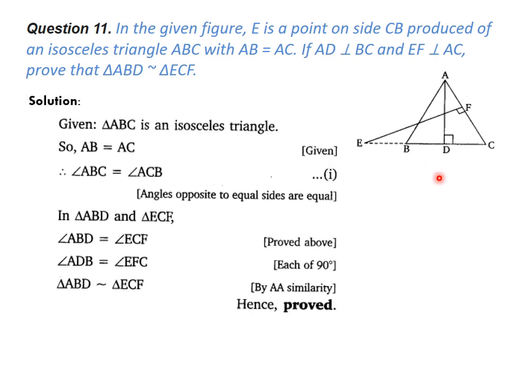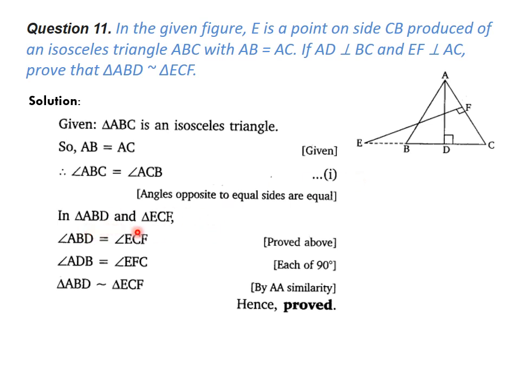Since it is given that ABC is an isosceles triangle, we can write that AB is equal to AC. Since AB is equal to AC, we know that the angles opposite to the equal sides of an isosceles triangle will be equal. That means angle B will be equal to angle C, or rather we can write angle ABC will be equal to angle ACB. Mark it as equation 1.